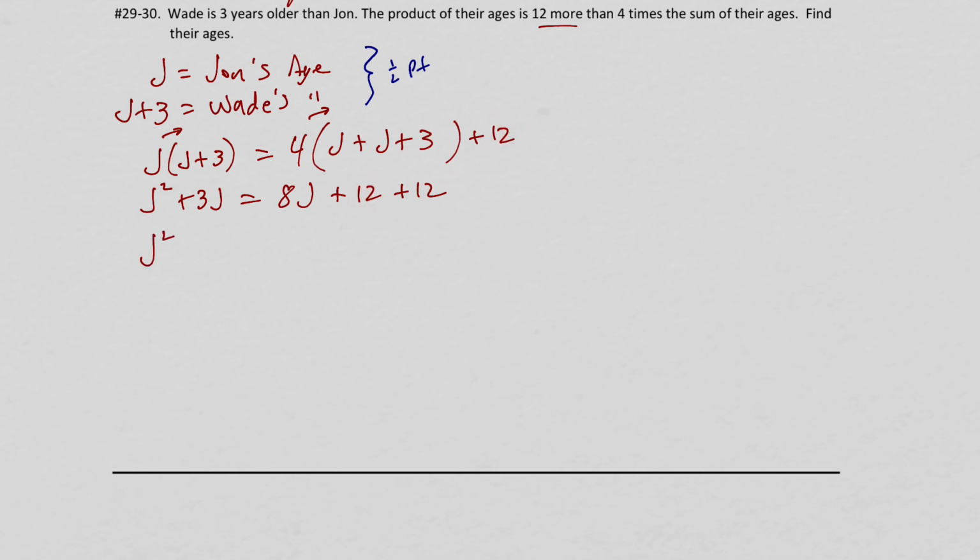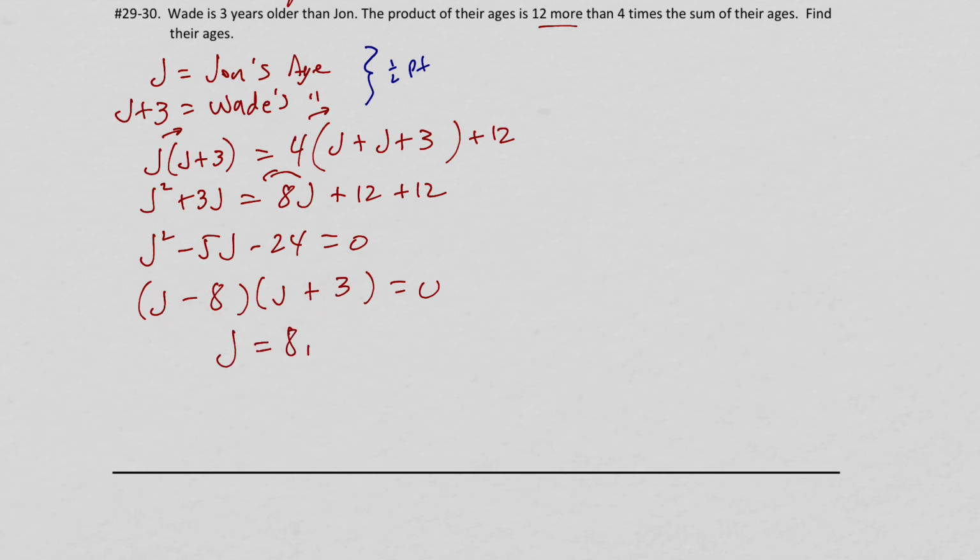So we have J squared. I'll bring this over. 3 minus 8 is negative 5J. And this is 24, and when I bring that over, I get negative 24 is equal to 0. So I have J, looks like a negative 8 and a plus 3. And that will multiply to my negative 24, but add up to my negative 5. So this tells me J is positive 8 and negative 3. Well, negative 3 doesn't make sense. John's not negative 3 years old. So this is impossible, and we'll throw it out. So now we know that John is 8. And Wade is 3 more than that.